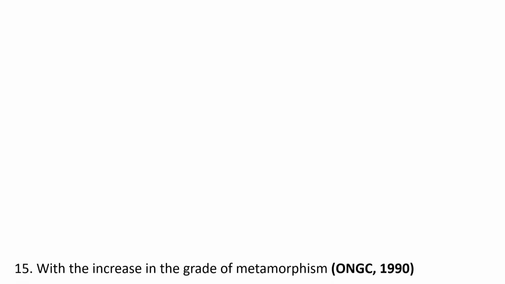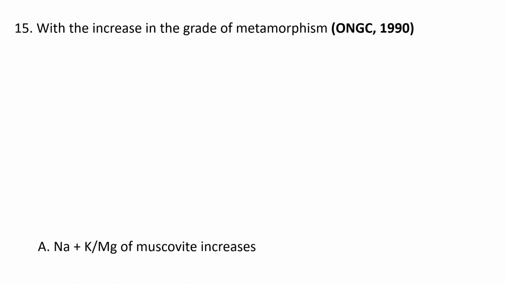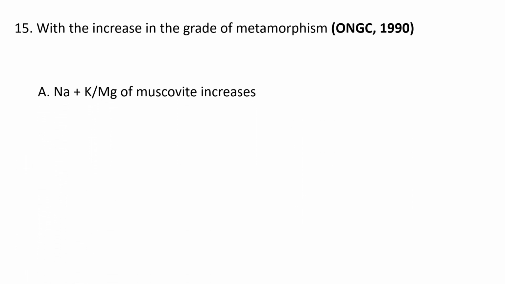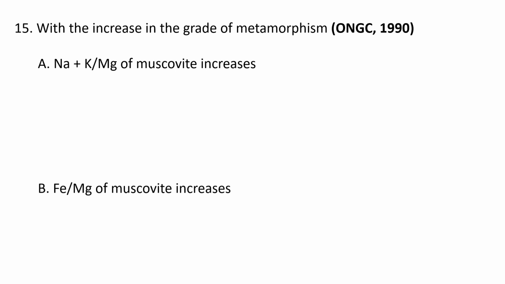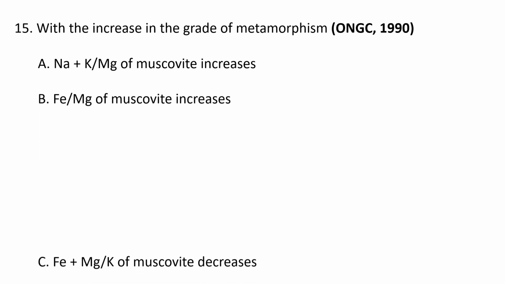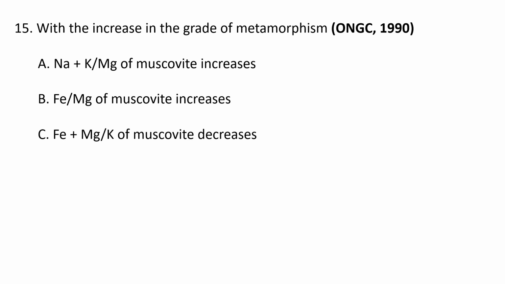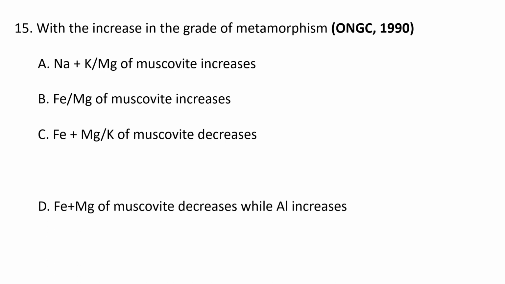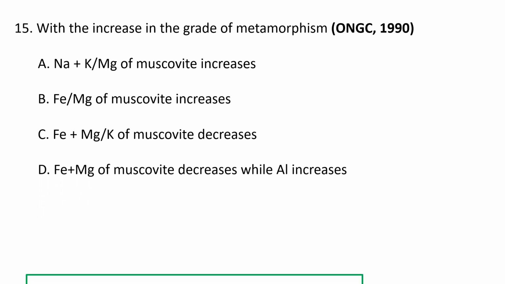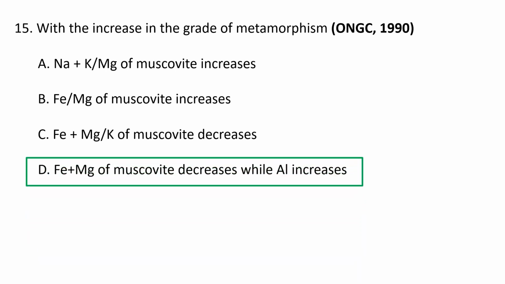Next question. With the increase in the grade of the metamorphism, A. Sodium plus potassium by magnesium of muscovite increases. B. Iron by magnesium of muscovite increases. C. Iron plus magnesium by potassium of muscovite decreases. D. Iron plus magnesium of muscovite decreases while aluminum increases. So with the increase in the grade of the metamorphism, iron and magnesium of muscovite decrease while aluminum increases.